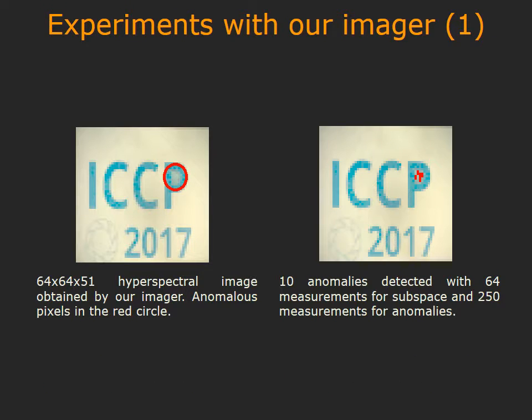We performed anomaly detection with data obtained by the imager we built. The image on the left shows the scene we used for anomaly detection, which consists of printed text on paper. The grey pixels in the red circle consist of anomalies formed by placing a white LED behind a diffuser. The image on the right shows 10 anomalies marked in red estimated by obtaining 64 measurements for subspace estimate and 250 spatially multiplexed measurements for estimating the outliers. Again, our algorithm very well estimates the anomalous pixels.